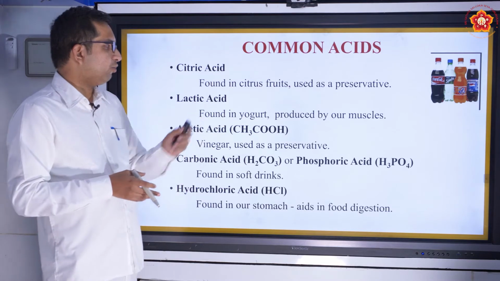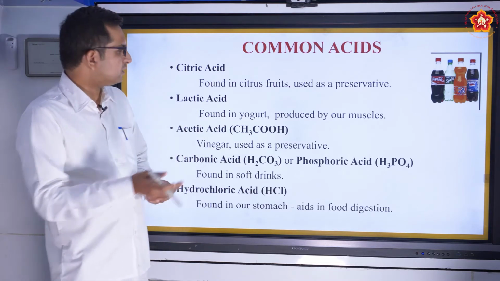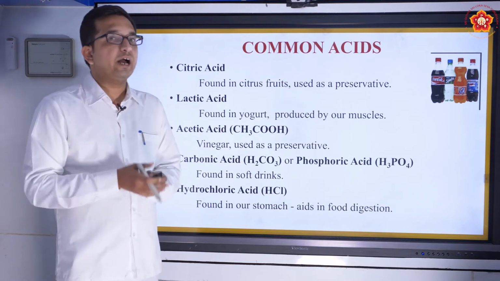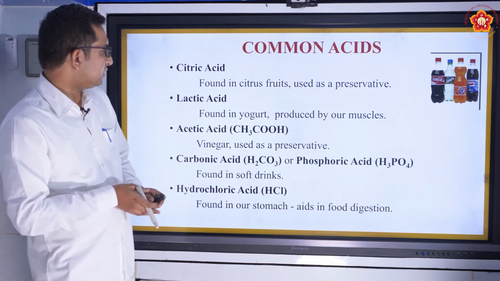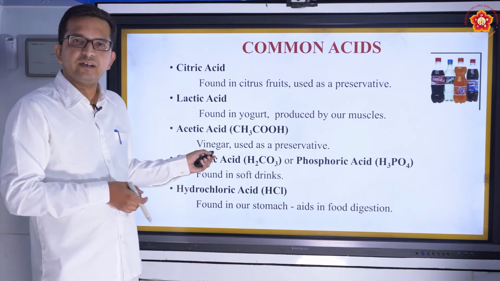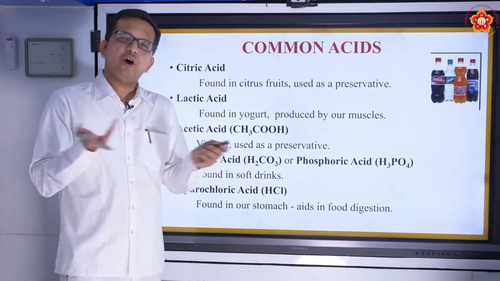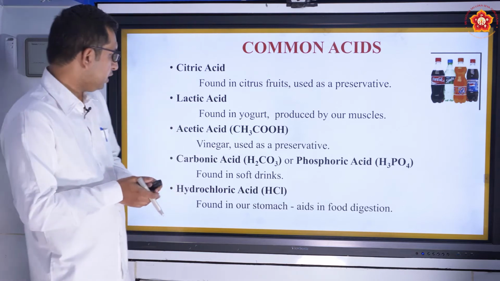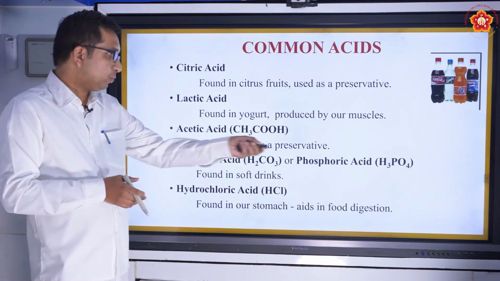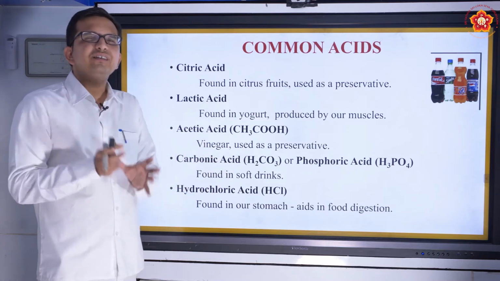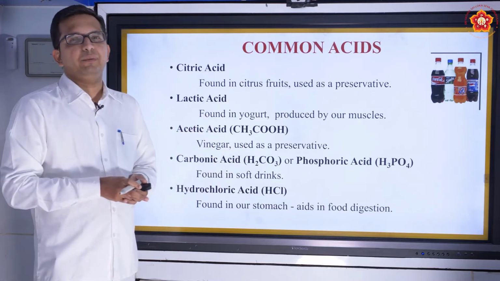Lactic acid is found in yogurt. Yogurt is a type of food which is actually made from curd items. Then we find acetic acid, vinegar, which I happened to tell you about, mainly utilized in the food industry or in general kitchens also. Carbonic acid, phosphoric acid. Some formulas are given for you just for understanding what these compounds chemically mean.